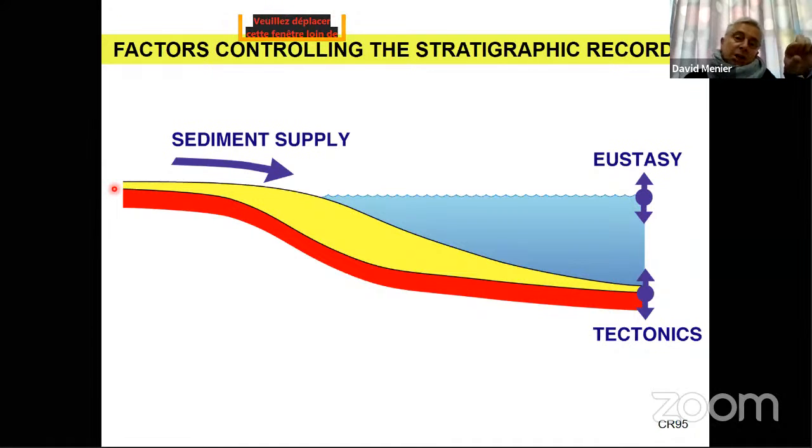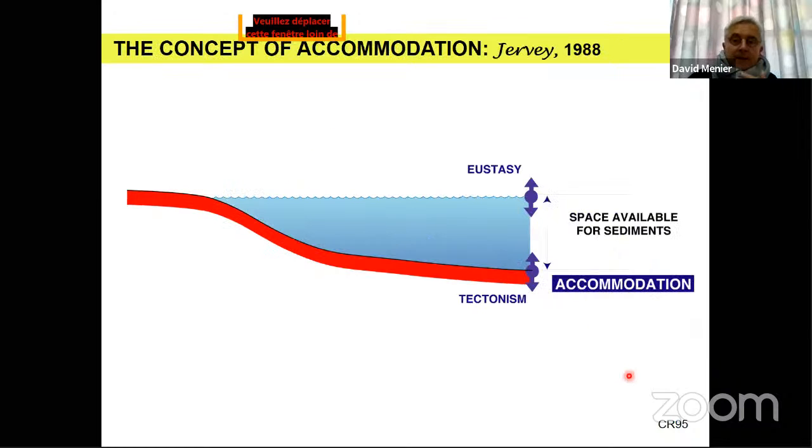The yellow package is the same shape of sedimentary layers that I showed you at the first scale from Peter Vail. And here you have three factors responsible for this architecture. Sea level can change vertically, tectonics with subsidence or uplift, and sediment supply can be related to climates or tectonics. So the concept of accommodation is the space available for sediment between the sea surface and the top of the basement. And again, this accommodation can change.